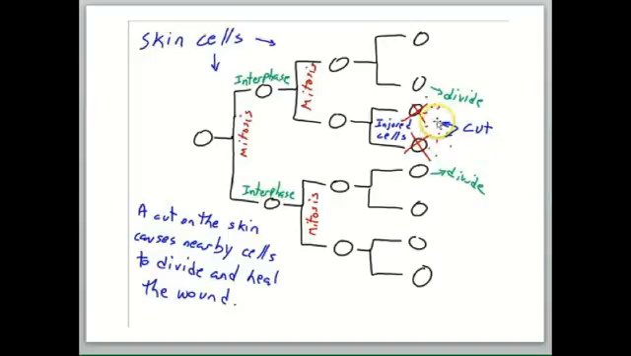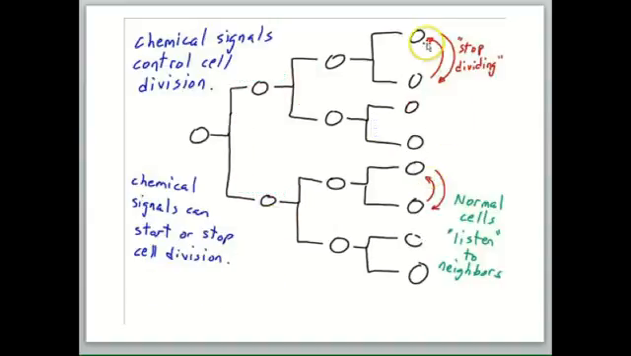Now, this process raises a question: how do these neighboring cells know to stop dividing? So it turns out that cells are in constant communication with their near neighbors. They release chemicals that influence the behavior of their neighbors. And so as cells reproduce to repair the wound, at a certain point, nearby cells will signal, okay, stop dividing, the wound has been healed.